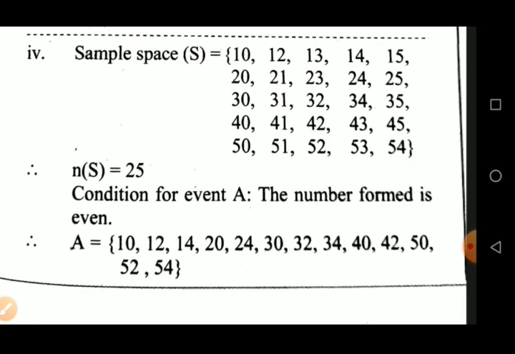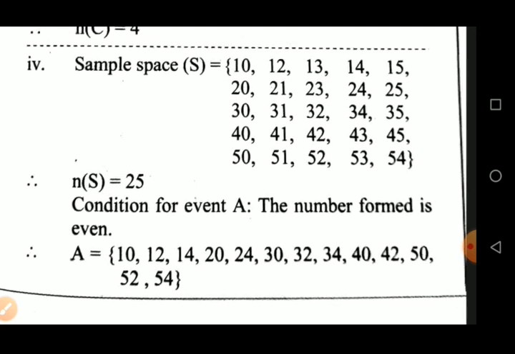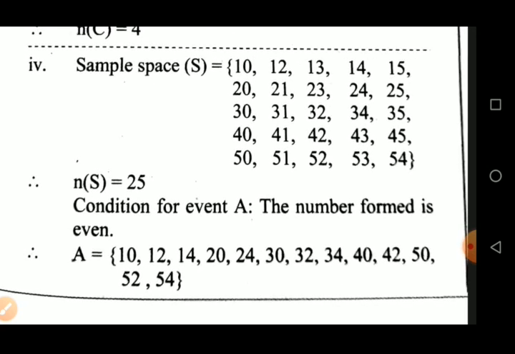After that write down the 4 in the tens place and the remaining digits in the units place: 40, 41, 42, 43, 45. Now 5 in the tens place and the remaining digits in the units place: 50, 51, 52, 53, 54. Close the curly bracket. 25 2-digit numbers can be formed. Number of S is equal to 25.